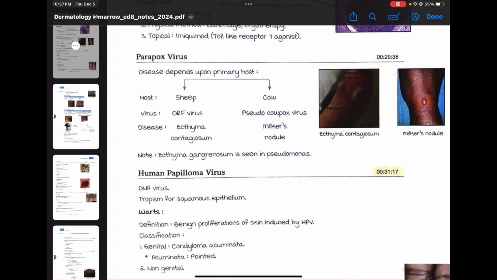Parapox virus disease depends upon the primary host. Host could be sheep or cow. Virus: ORF virus, pseudocowpox virus. Disease: ecthyma contagiosum, milker's nodule. Ecthyma gangrenosum is seen in Pseudomonas.